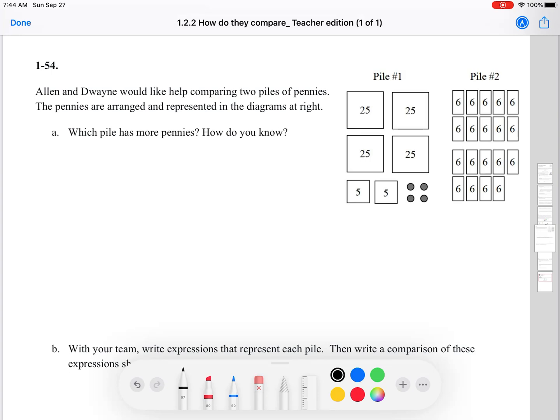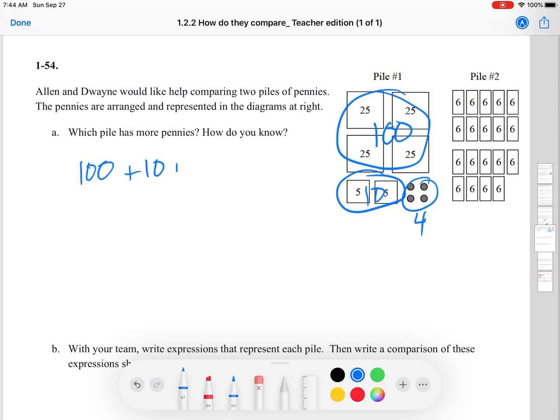Each group has. So let's do pile 1 in blue. I noticed that all of that, 25, 25, 25, and 25, is going to be 100 pennies, right? This part's going to be 10, and then I have 4 at the end. So for the blue part, I have 100 plus 10 plus 4 to give me 114 pennies.